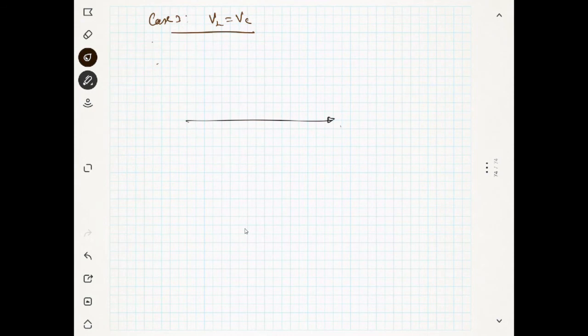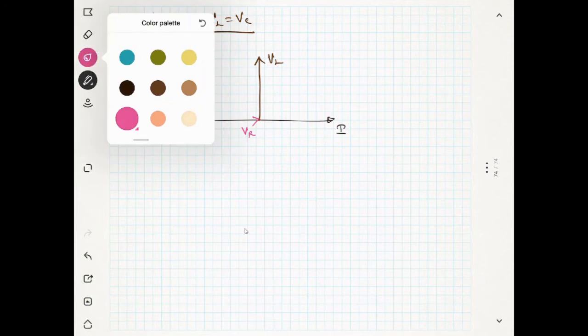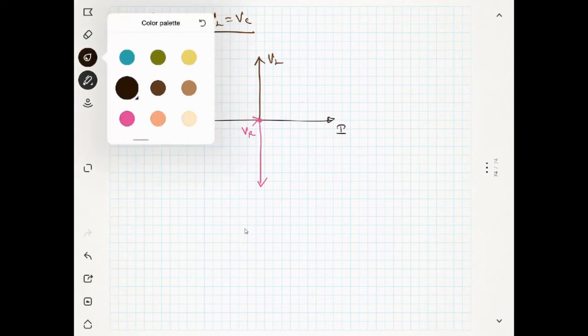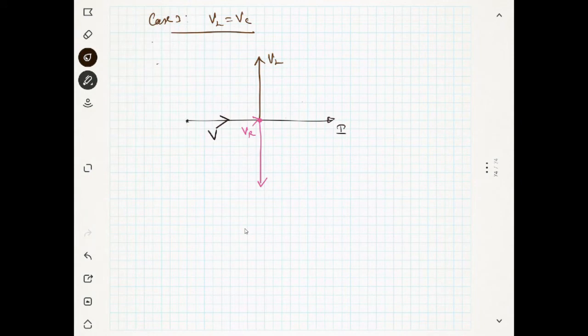This is I, and your VR is like this. VL is like this. VC has the same magnitude like this. So the net result will be 0. So the total voltage will be in this direction, and phi will be equal to 0. So cosine phi will be equal to what? It will be 1.